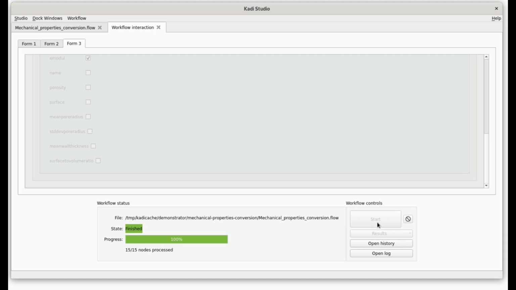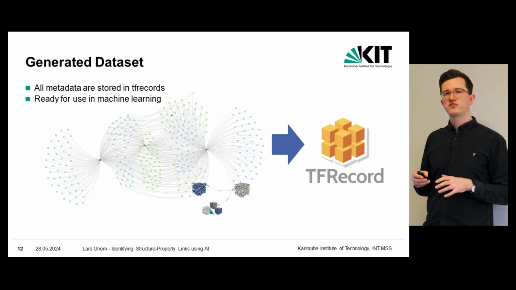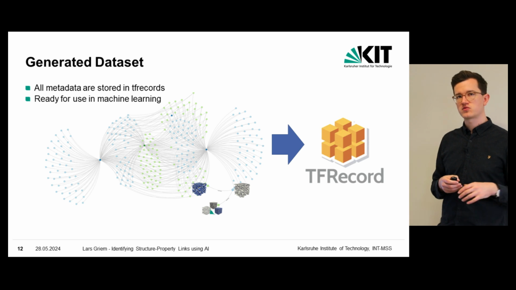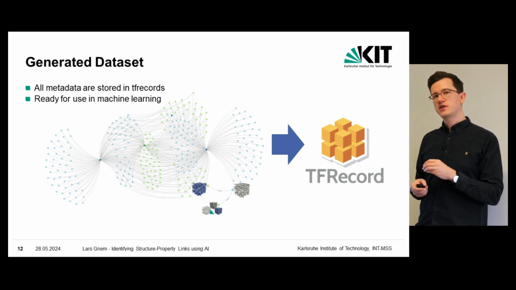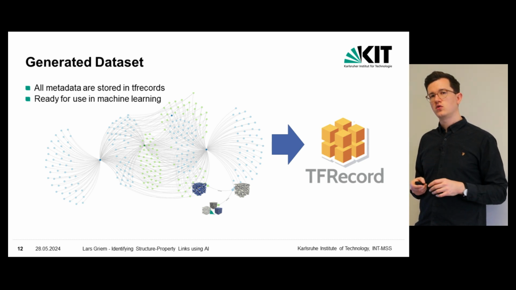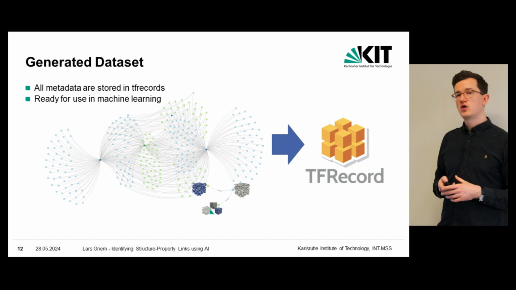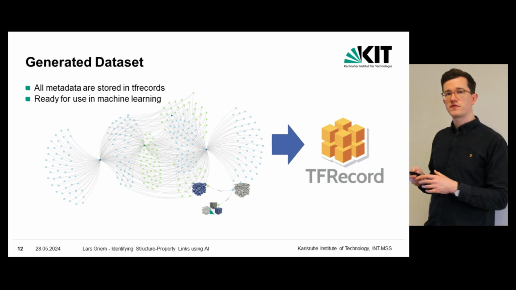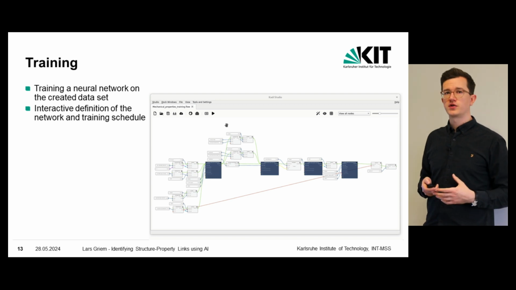So what we just did is that we got our database with all of the information, so effective properties and structural properties and macroscopic composition of our material, and we turned them automatically and interactively, by selecting all of the input and output features, into TF records that can be used for machine learning. So now the data acquisition is completed and we can start to train a neural network.